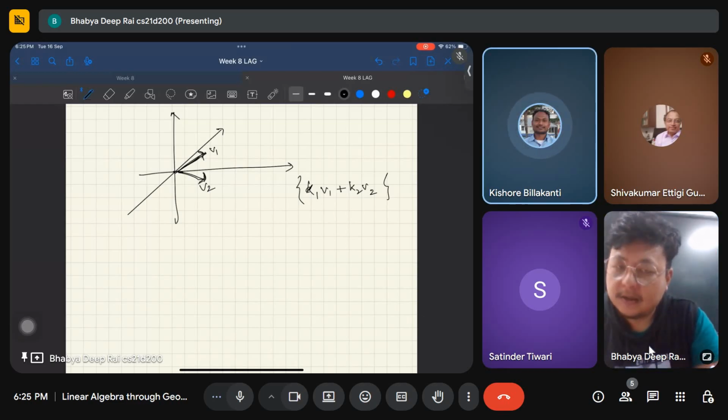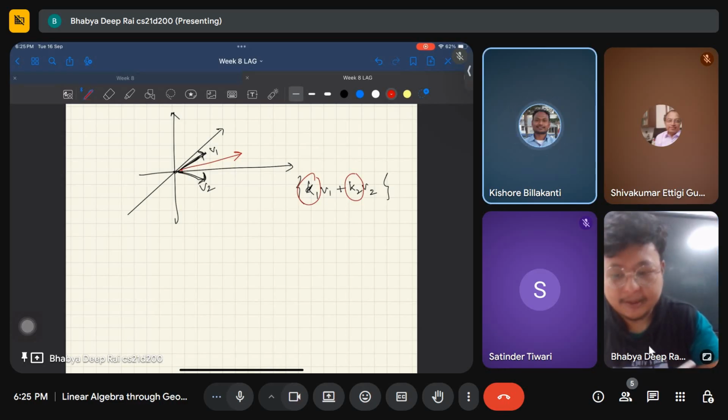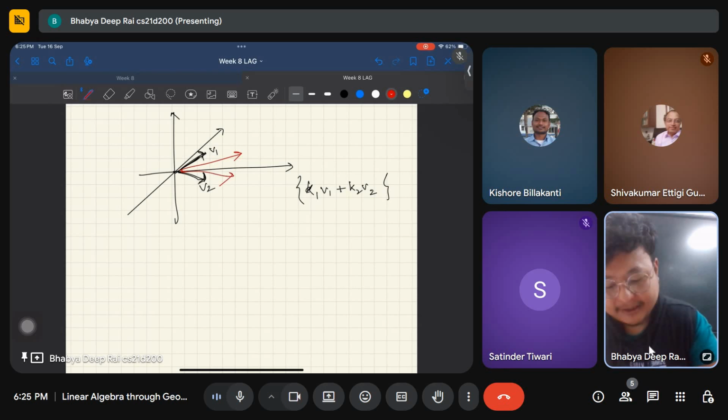So we'll get another vector into the space, let's say here, but we won't just get one vector. We'll get multiple vectors because I can vary these k's. Exactly, but what is the important thing, that even if this varies, they will all lie within the same plane. Is it not?